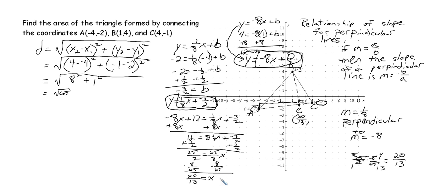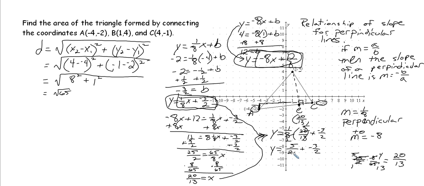So we're going to plug that back into our original equation for the line that passed through AC. Y equals 1/8 times 20/13 plus negative 3/2. 8 and 20 reduce. 8 is divisible by 4 and we get 2. 20 is divisible by 4 and we get 5. We have y equals 5/26 plus negative 3/2.